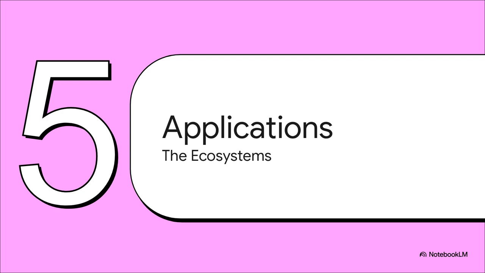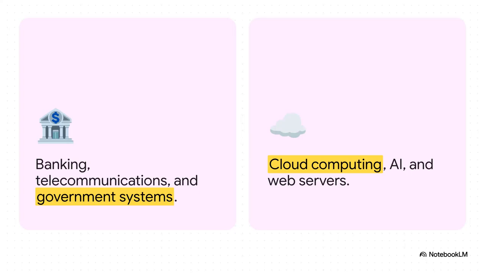Section 5. Real-world applications, the ecosystems. Now, traditional Unix didn't just pack up and disappear. Not at all. Its legendary stability is literally right now securing our global banking sectors, running massive telecommunications grids, and keeping critical government infrastructure online. Meanwhile, modern Unix has become the absolute engine of the new digital economy. It's powering our massive cloud clusters, running crazy intensive AI workloads, supporting modern cybersecurity frameworks, and hosting pretty much all the web servers you interact with every single day.